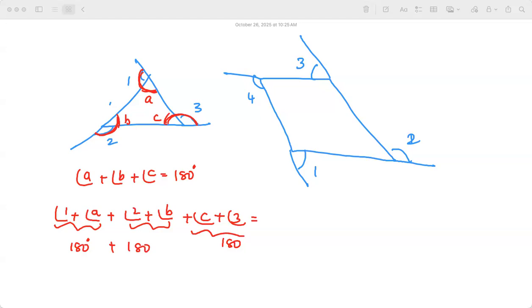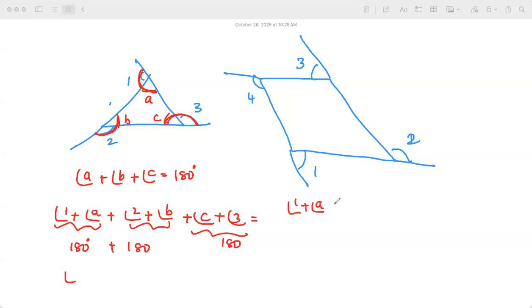Does it make sense? Okay. So everything is also adding up to 180, which we already know. Now let me put this into an equation. I don't want to put it here.